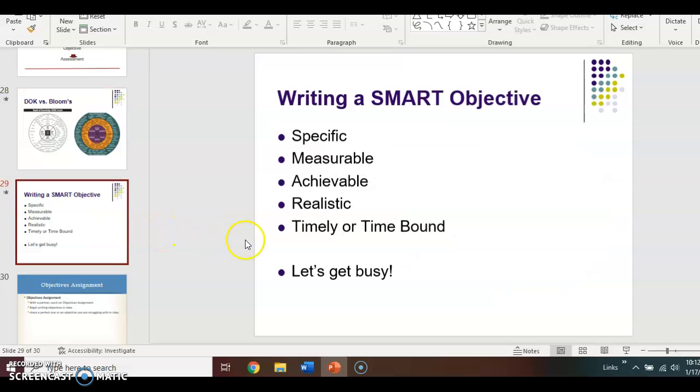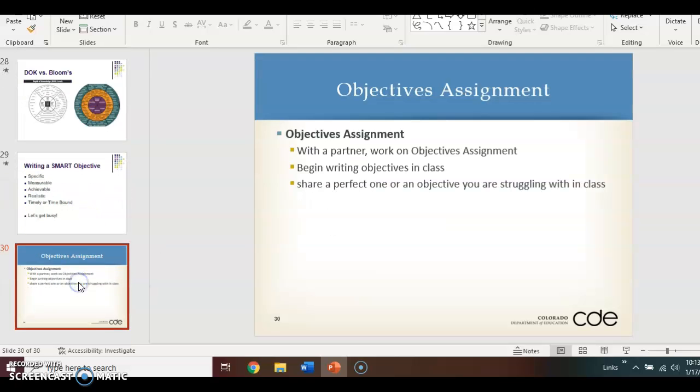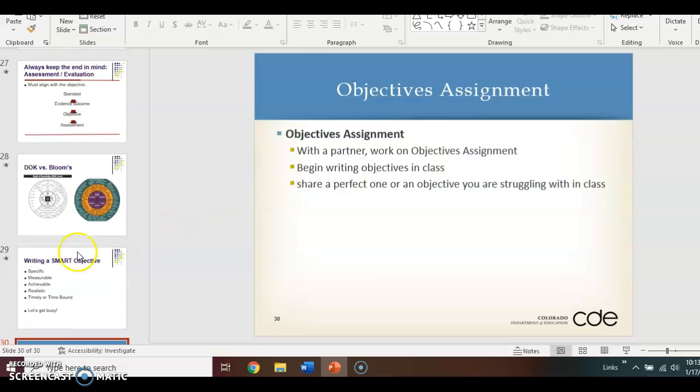And so we will start talking about writing a SMART objective in the next video. And remember, a SMART objective means the objective is specific, it's measurable, it's achievable, it's realistic, and it's time bound. Okay? So look for the next video on SMART objectives. I just want you to start seeing how all of this fits together because in week 3, you will have an objectives assignment. So I'm going to post a video on what your objectives assignment will look like and how we write our SMART objectives.